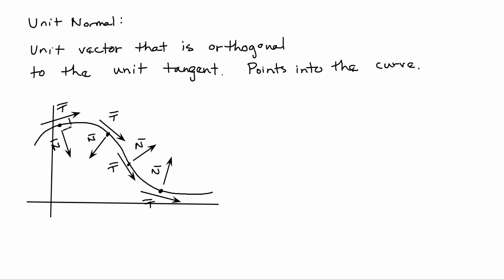Right, so what I mean by into the curve. The curve is this way, right, and it's pointing inward. So outward, if the curve is oriented this way, then outward would be this direction. So it's pointing into the curve.